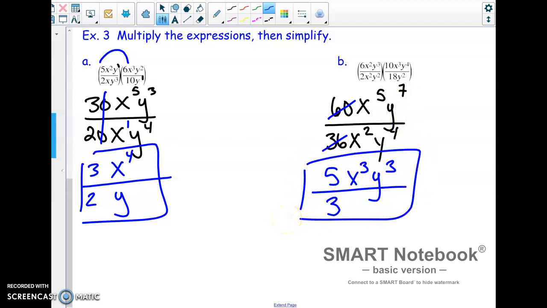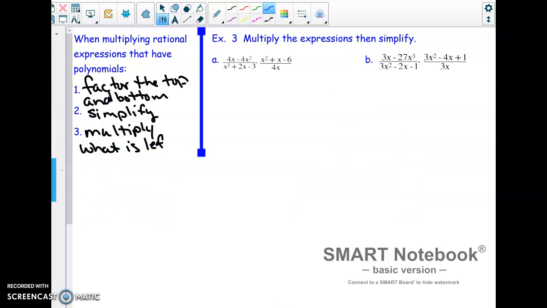So this is kind of a review of what we've already done. So now let's look at some stuff that's a little bit harder for us. Okay, so the first thing we're going to do is multiply the expressions. Well, first we're going to simplify and then we're going to multiply. So I'm going to factor out all my greatest common factors.